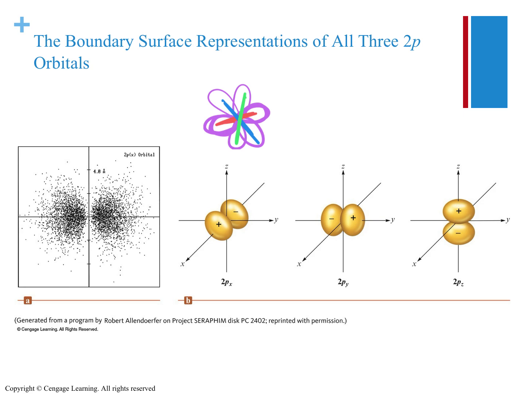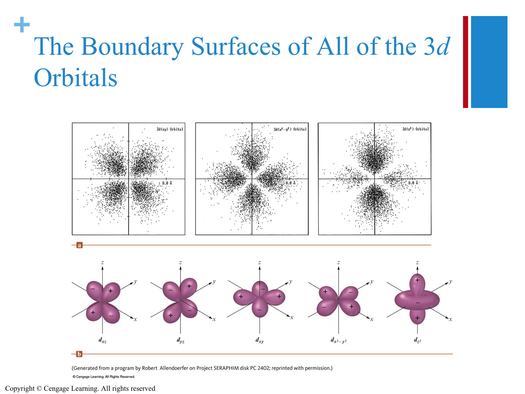Now, each version can hold 2 electrons. So there's 2 electrons here, 2 electrons here, 2 electrons here. So how many electrons in total can the P group hold? 6. So the P orbitals can hold 6 electrons in total. 6 electrons in total.